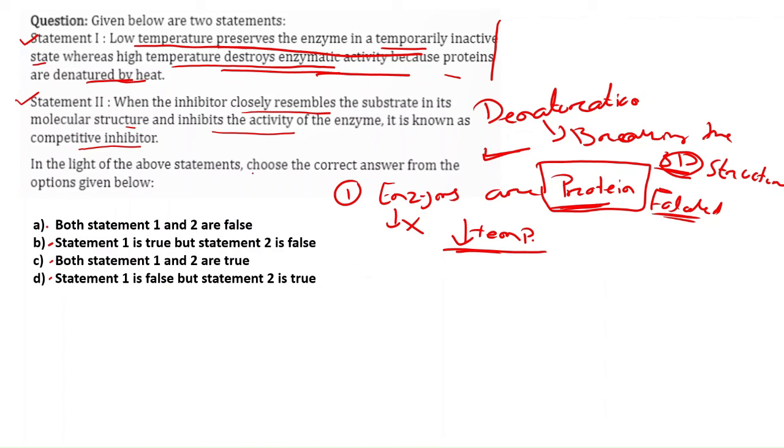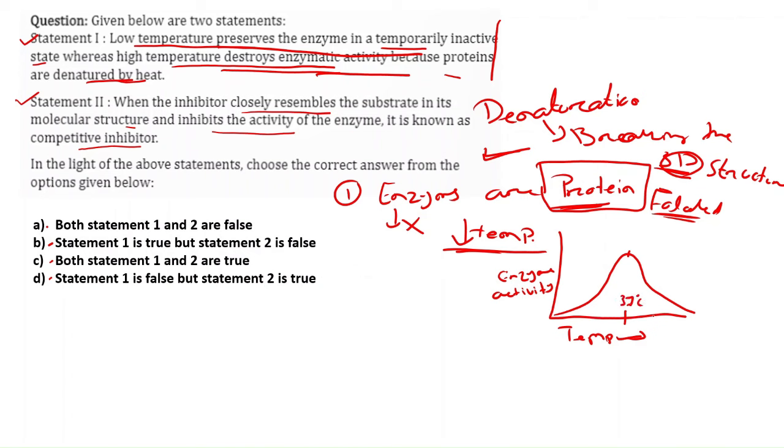But in the case of an enzyme, look at the temperature curve of the enzyme. If you increase the temperature from 0, the maximum enzyme activity you will find is near 37 degrees Celsius. If we increase it more, the enzyme activity is not there, because all the proteins are degraded.